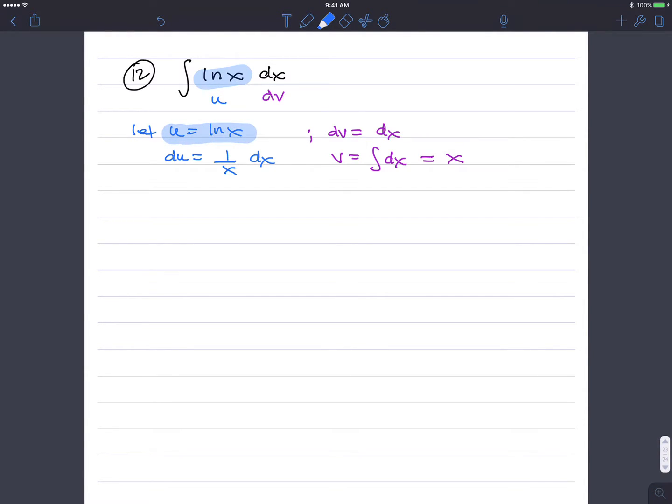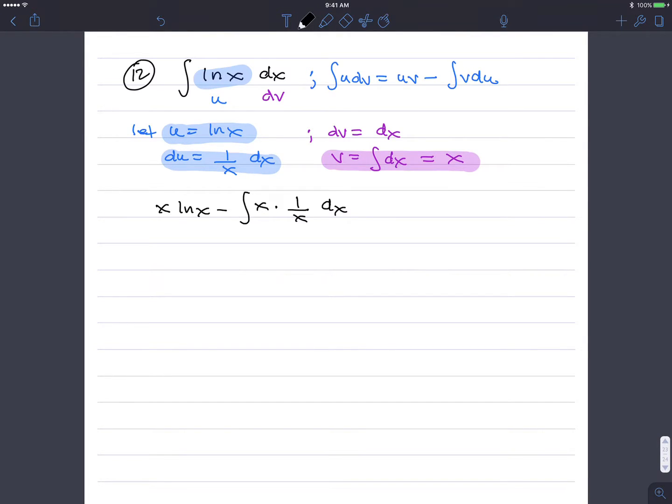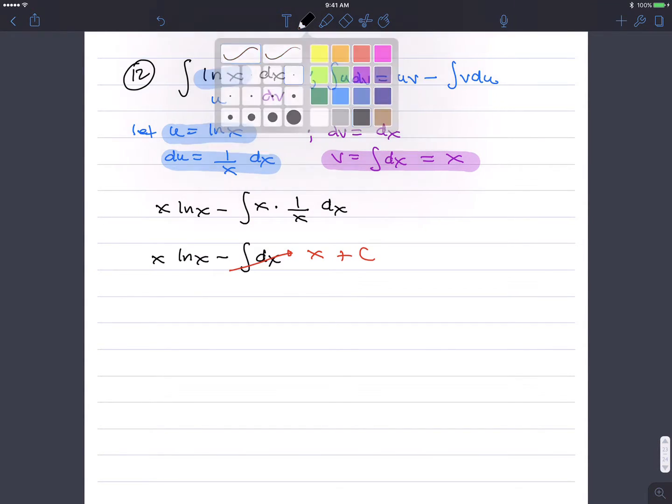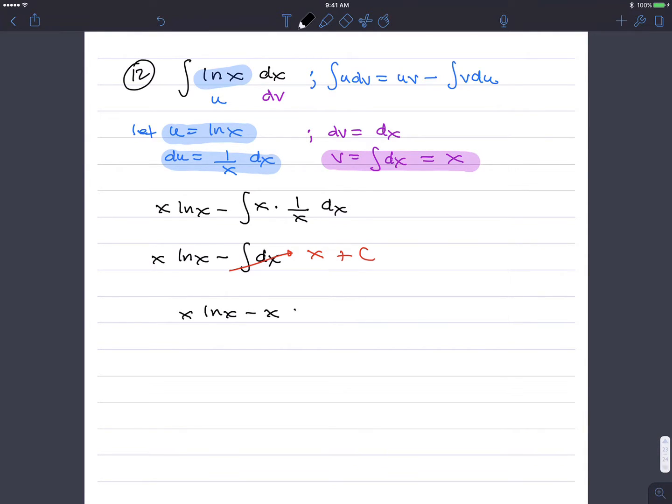I now have my u, my du, and I have my v. So for integration by parts, remember, the integral of u dv is uv minus the integral of v du. So let's begin. x natural log x minus the integral of v, which is x. Now my du is 1 over x dx. So we get x natural log x minus simply dx. The integral of dx here we know to be x plus that constant. So our final answer for this is going to be x natural log x minus x plus c.